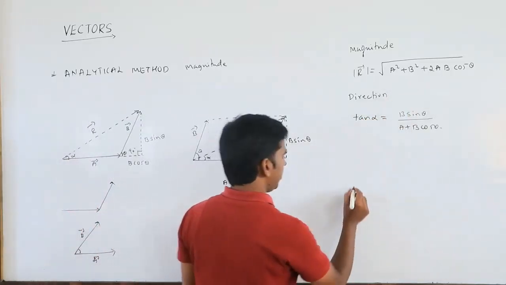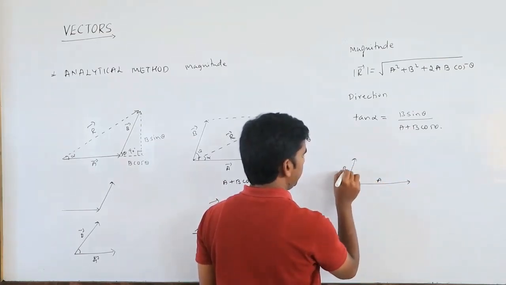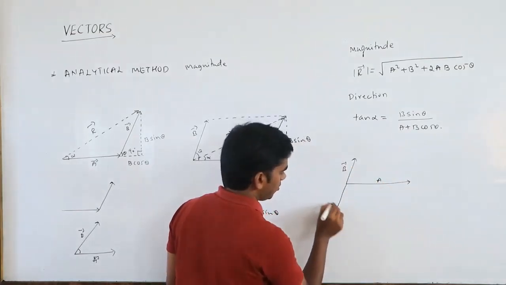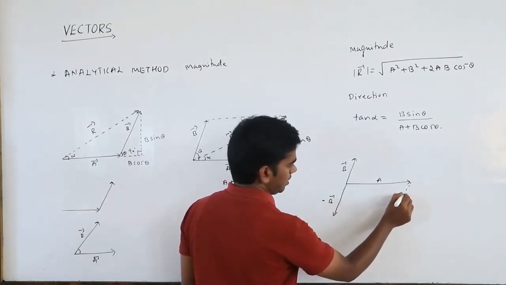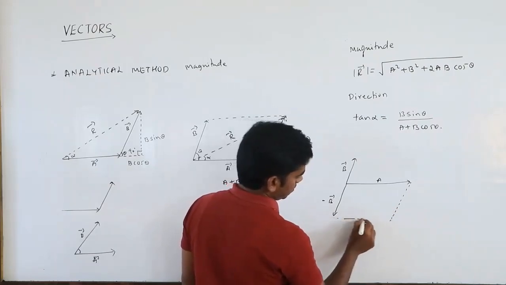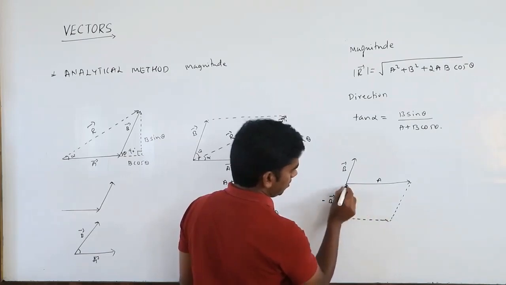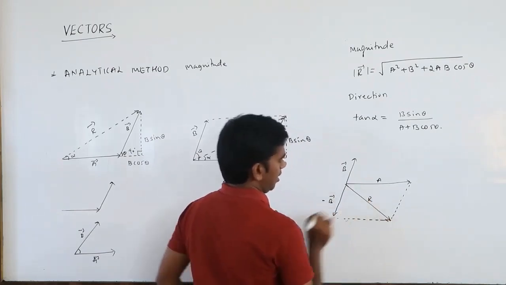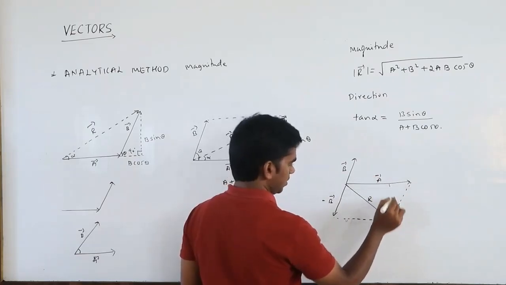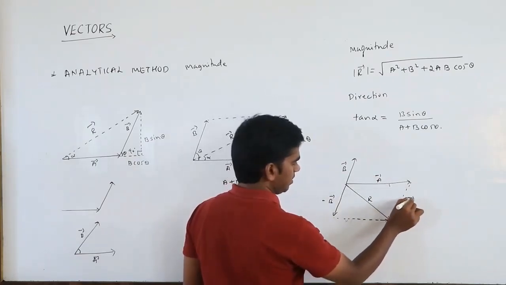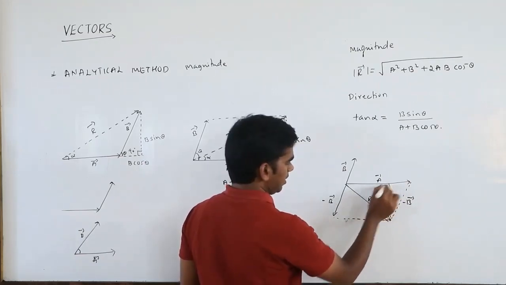So what will happen if this is vector A and this is B? Minus B will come over here. So the resultant is going to be on this side. I am talking about subtraction, so this is going to be the resultant R. Again, this total is A, this is minus B, or you can simply take B, and this is going to be perpendicular.